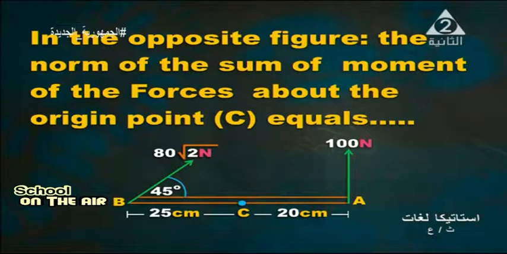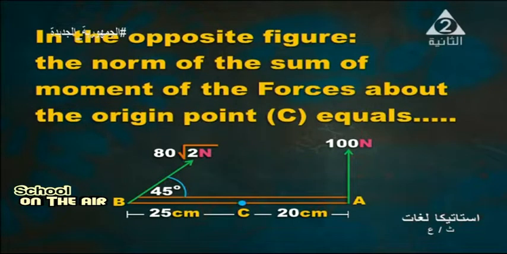How many forces? We find 100 Newton, this is the first. The second force is 80 root 2 Newton, inclined with the horizontal at an angle of 45. The distance between A and C is 20 centimeter. The distance between B and C is 25 centimeter. Look, my dear student, what is the norm of the sum of moments of the forces about the point C?